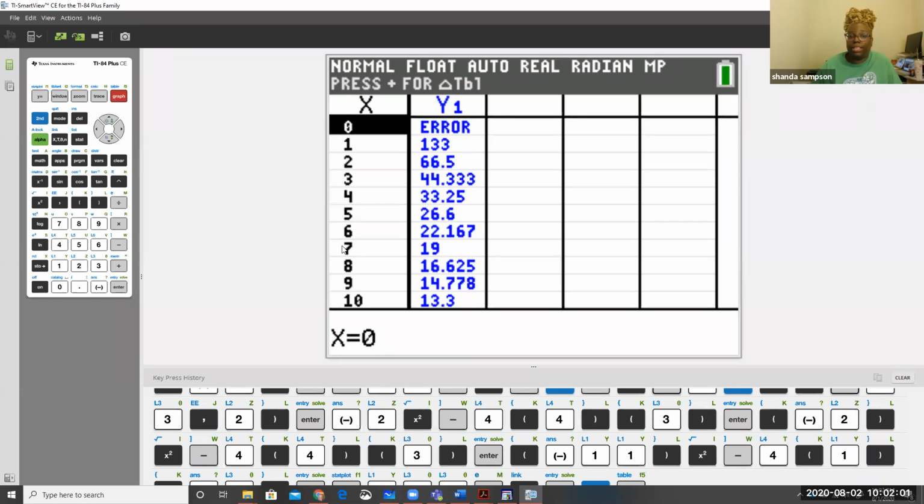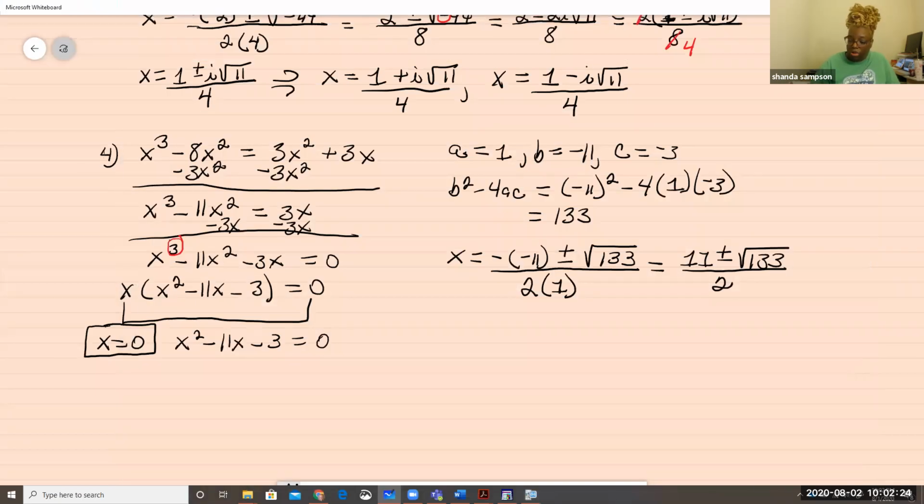Now we're looking at 7 and 19, right? 7 and 19 is the only thing for 133, and 7 and 19 are both what? Both of them are prime numbers, so we don't have to worry about it. Basically, what we're saying there is that it cannot be broken down. So 133 cannot be broken down, but you have to check. So that's it, and there's nothing to factor out. So our answers are x equals 11 plus square root of 133 over 2.